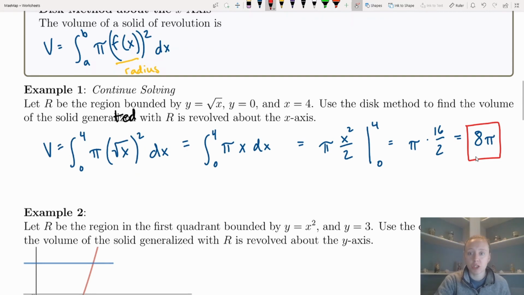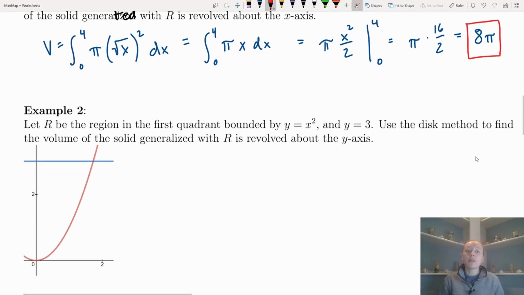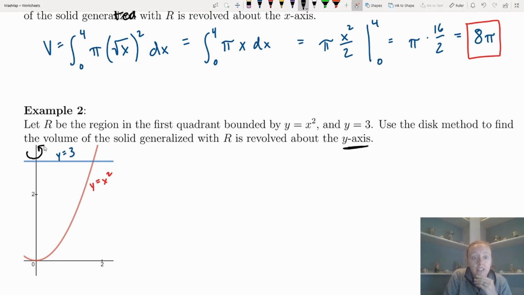Let's move on to example 2. In example 2, it says let R be the region in the first quadrant bounded by y equals x squared, which is that red function, and y equals 3, that blue function. So I'll go ahead and label those now. Here we have y equals x squared, and here we have y equals 3. We're going to use the disk method to find the volume of the solid generated when R is revolved about the y-axis. So this time we're going to be revolving about that y-axis. So we're going to be revolving around here.